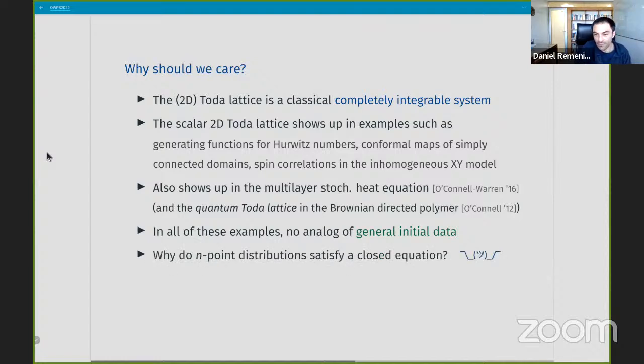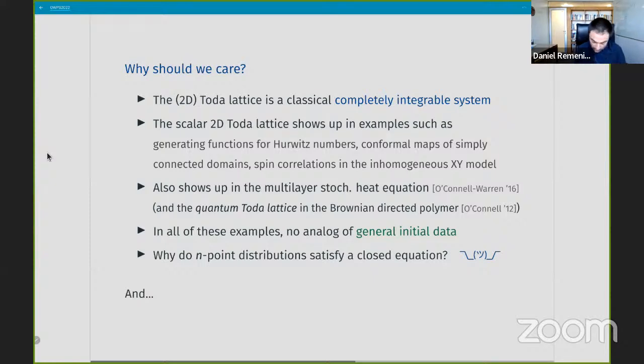Now, another reason to be interested in this is simply why on earth should this happen? I have this complicated problem, and this endpoint distribution satisfies a closed equation. There's really no reason in principle to believe that that should happen, but it does. And we have only partial explanations. We don't really have a deep explanation. The explanation we have is that this is an integrable system, so it has lots of structure, and we can prove it. But it's a big mystery still.